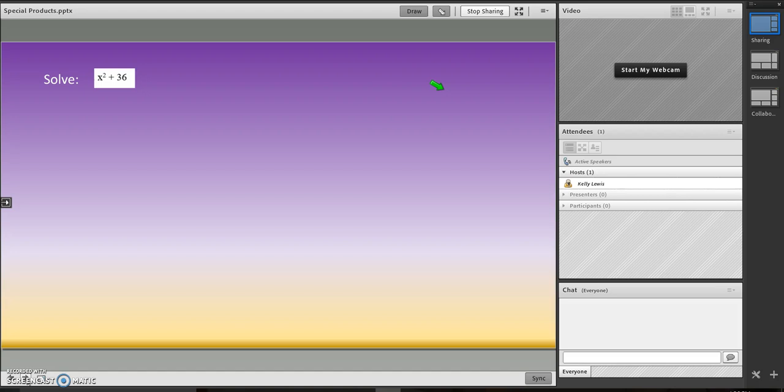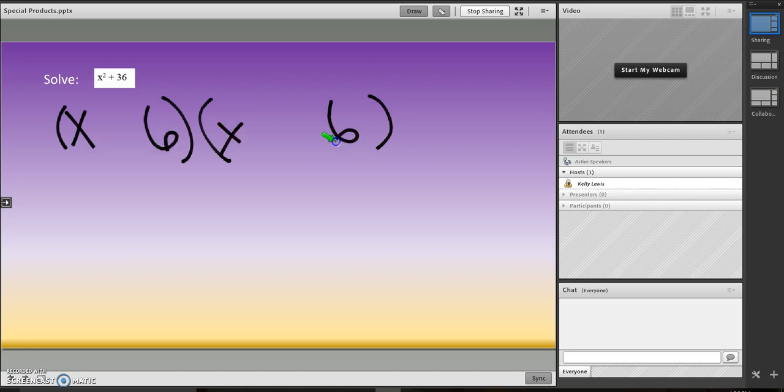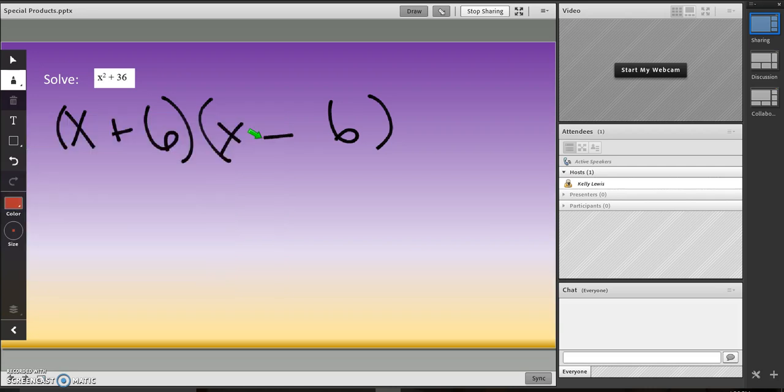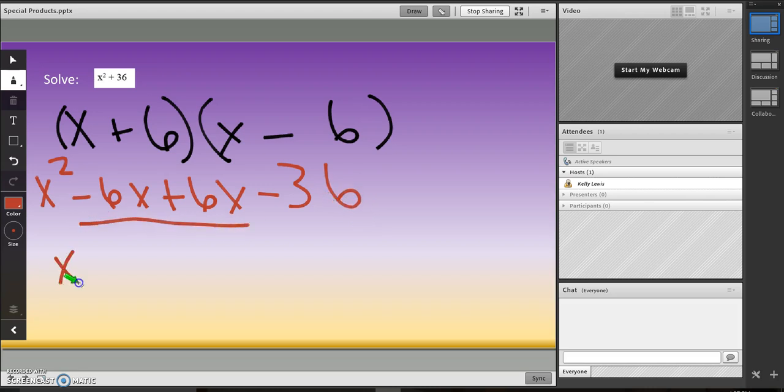Okay, this one says x squared plus 36. Every other problem we've done with two terms had a subtraction. Okay, so square root of x squared is x, square root of 36 is 6, one plus, one minus. Let's check it just because. So x times x is x squared. X times negative 6 is negative 6x. 6 times x is 6x. 6 times negative 6 is negative 36. These guys cancel, so I get x squared minus 36, not plus 36.